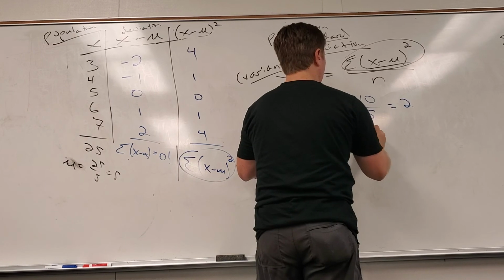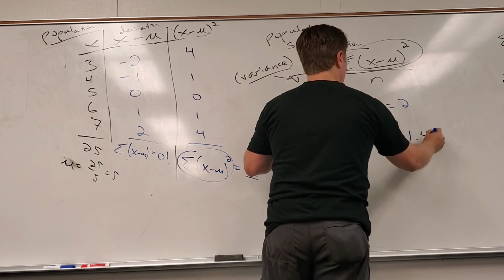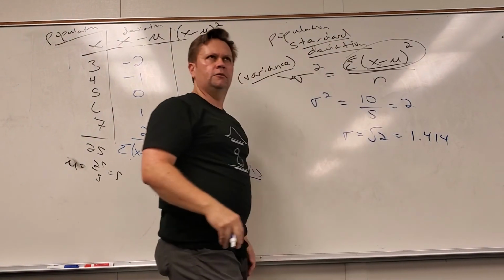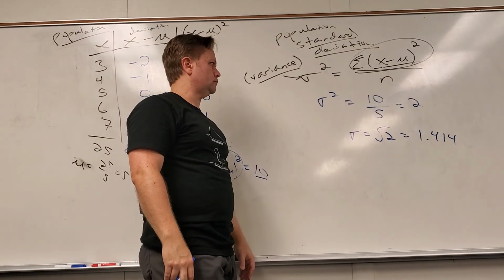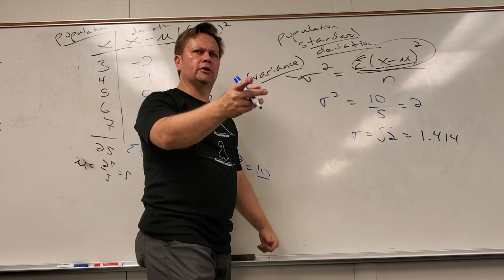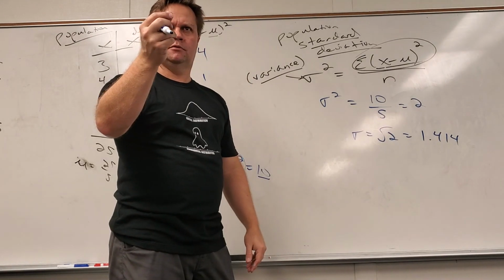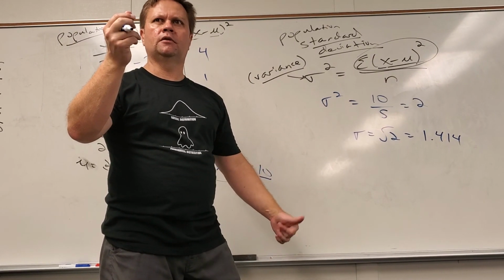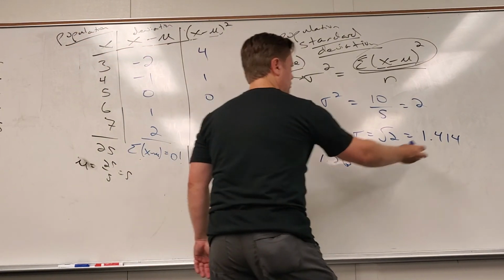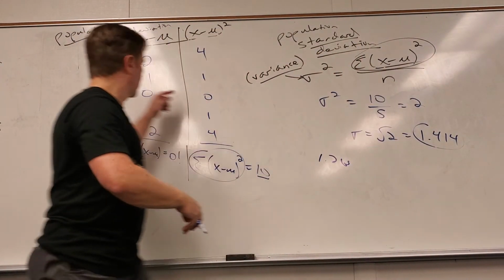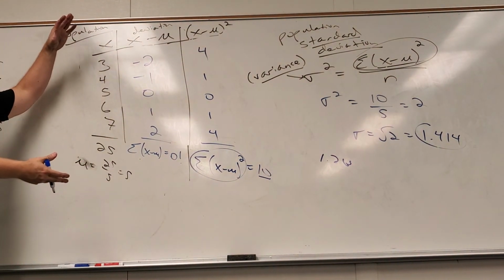So when you take a square root, 1.414, and so on. And what was the other one we just got? 1.265. So this one was a little bit bigger because it's a little more spread out.